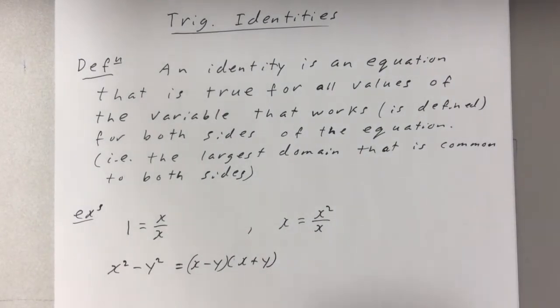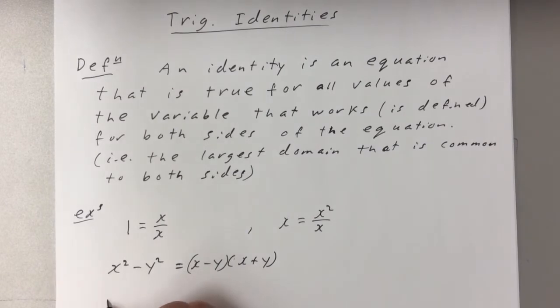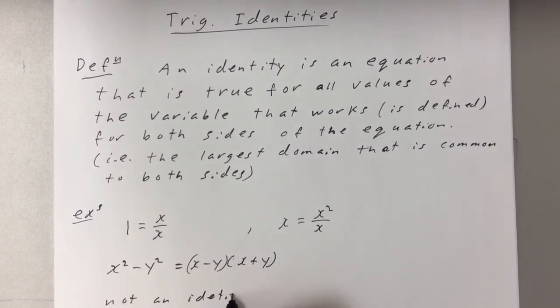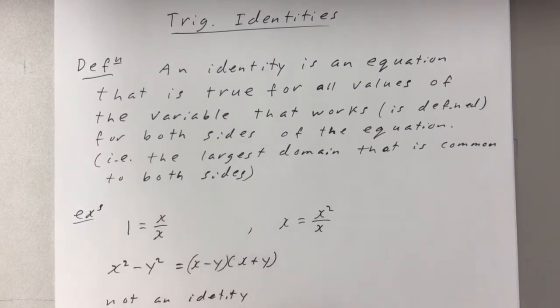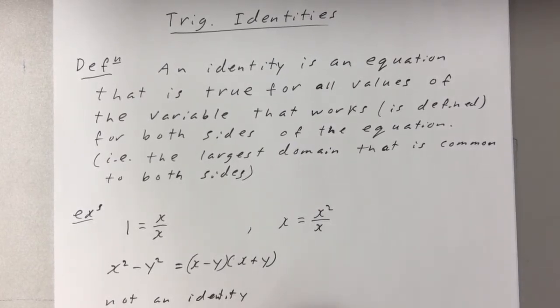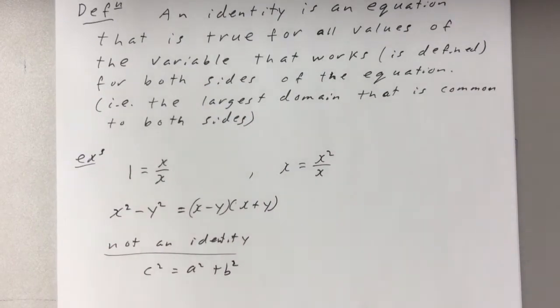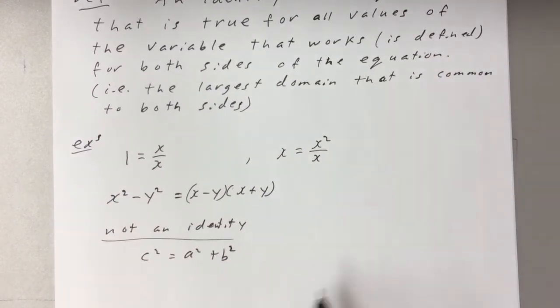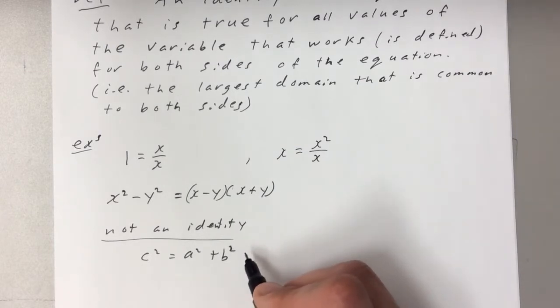Something that is not an identity would be something like c squared equals a squared plus b squared. So that's not an identity because it's not true for all values that you could put in for a, b, or c. This is only true if you have a right triangle. Okay, so this is not an identity.